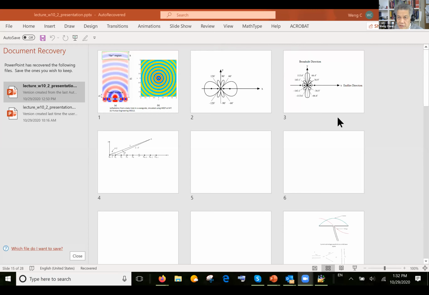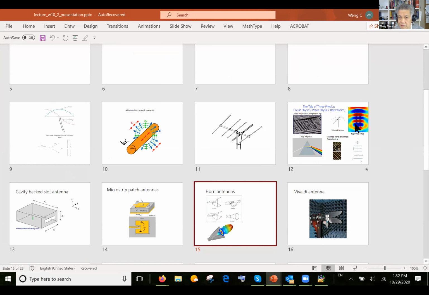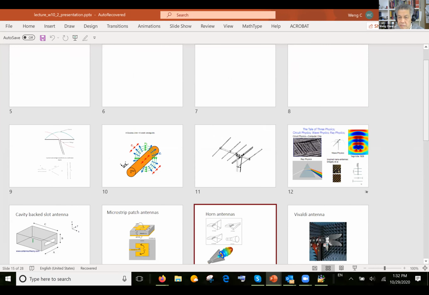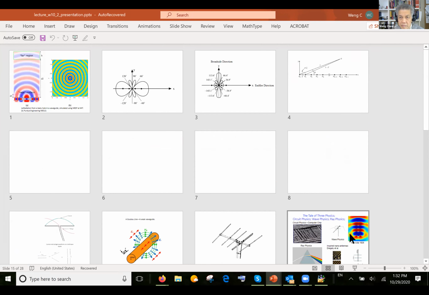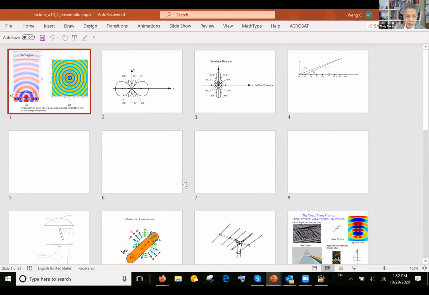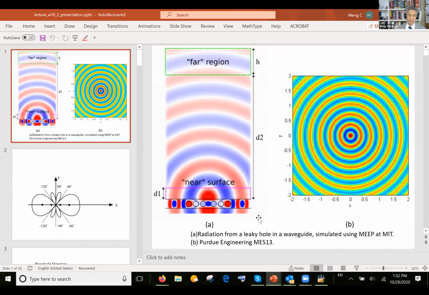Okay, I'm going to continue with antennas. Before we get started, let me ask if you have any questions regarding antennas. Okay, so I find this interesting plots on the internet. I just thought I would share that with you.